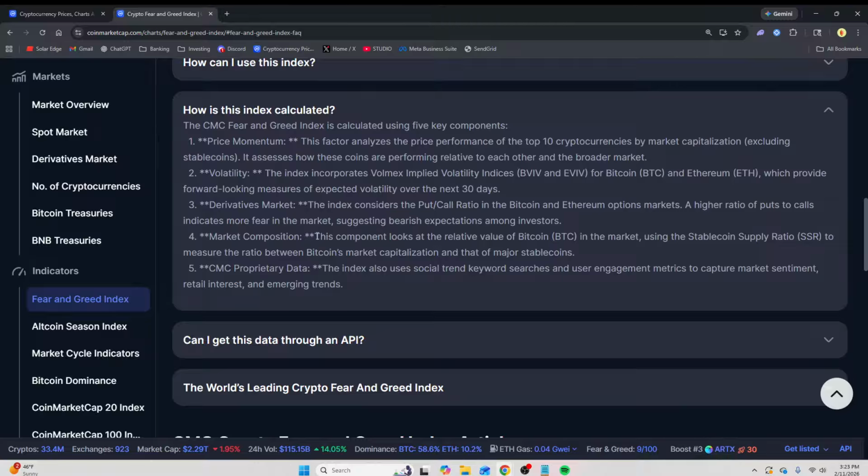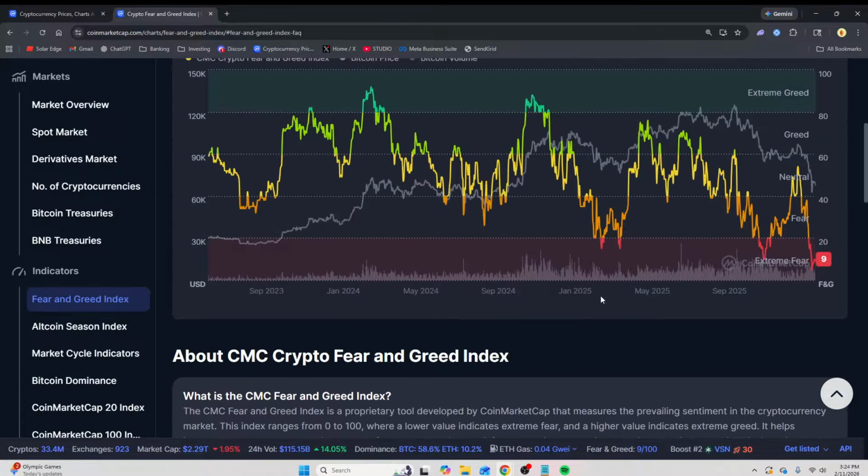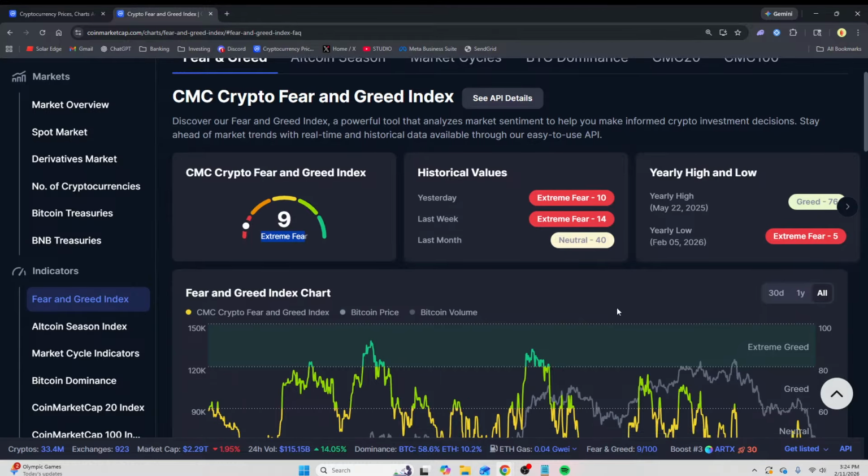Okay, the component looks at the relative value of Bitcoin in the market using the stablecoin supply ratio, SSR, and so on. The index also uses social trend keywords and user engagement metrics to capture market sentiment, retail interest, and emerging trends. So that's how it's calculated. But really, let's look at it simply and just say, hey, we want to buy when this is in extreme fear, and we want to sell when it's up here in extreme greed.